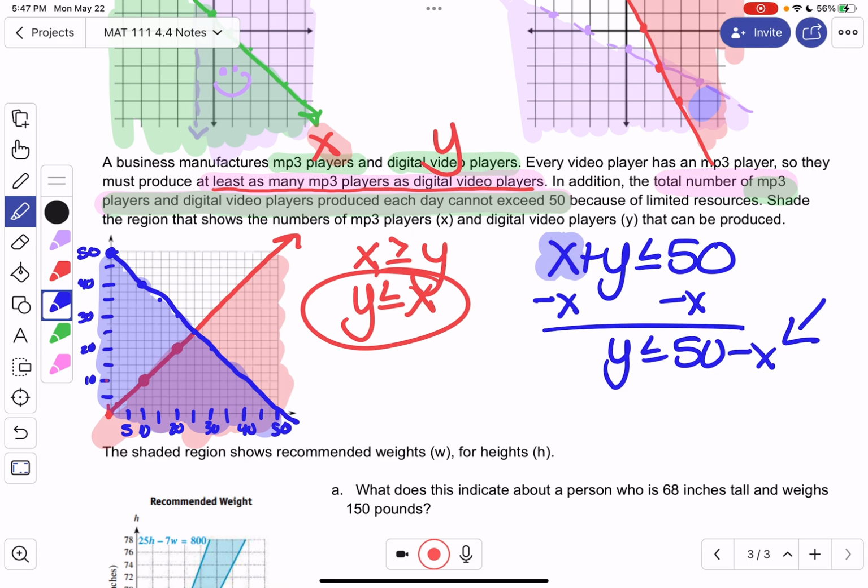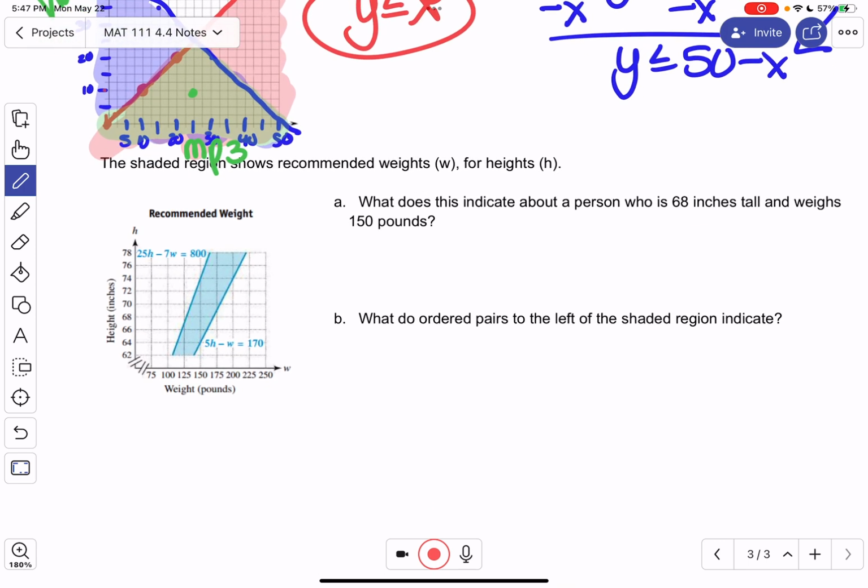And then our directions say, shade the region that shows the numbers that are produced. So the only part, anything in this little greenish triangle can be produced. We can make 25 MP3 players and 10 video players, and we meet that criteria. That's what that means. So now let's look at this last problem.